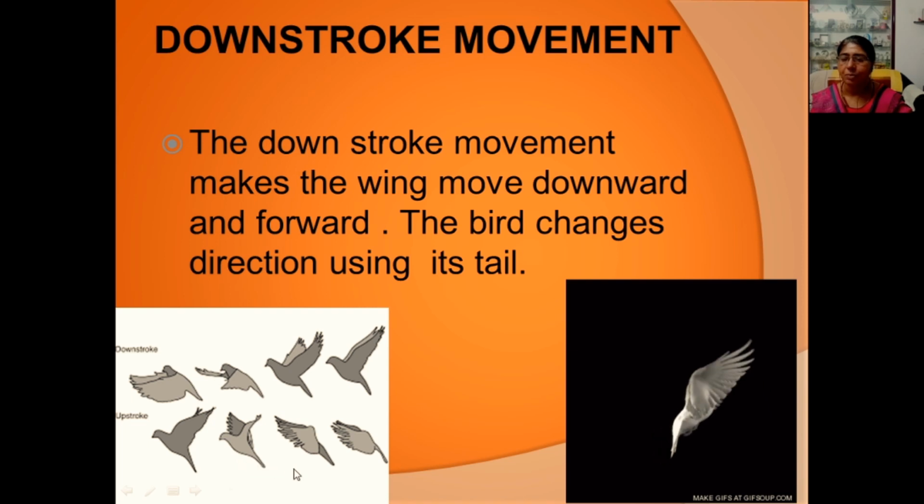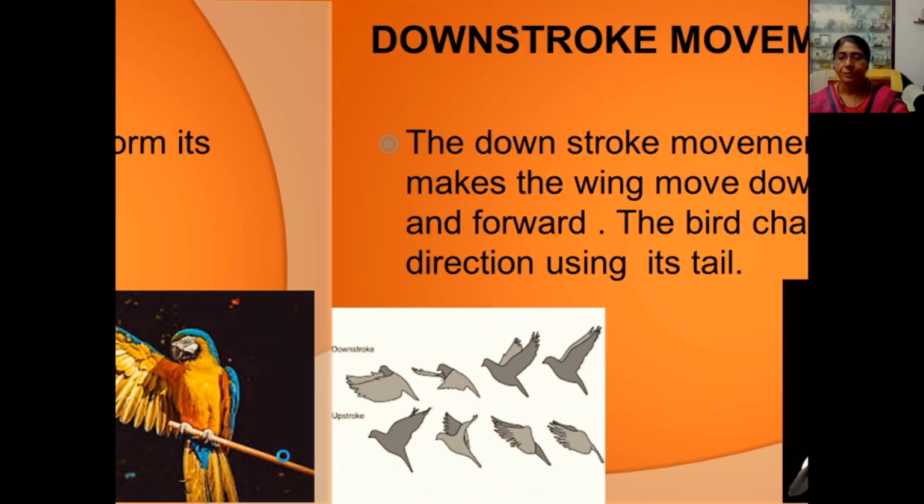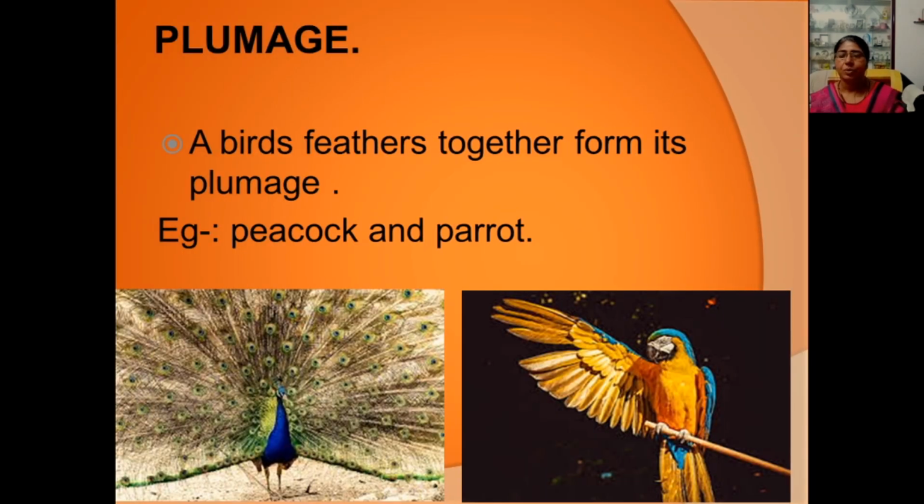This type of movement you can see in birds. So the collection or group of feathers is called plumage. What is the meaning of plumage? Group of feathers is called plumage. Few examples are peacock and parrot.